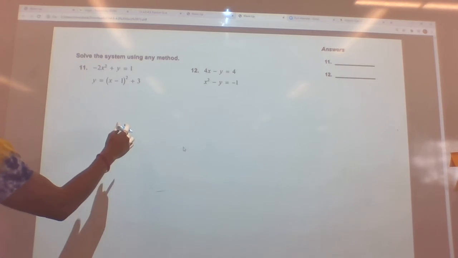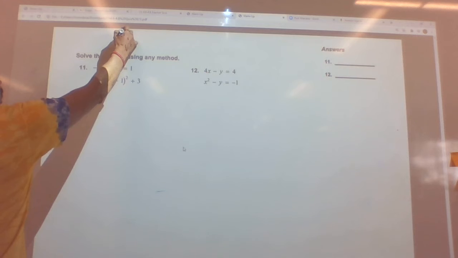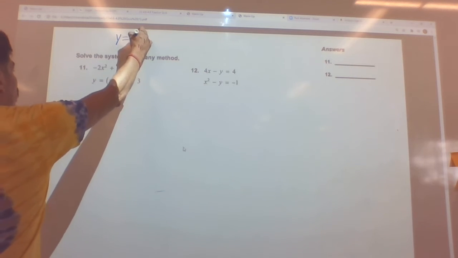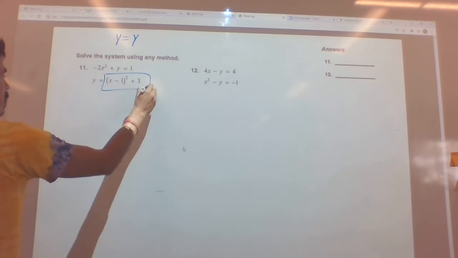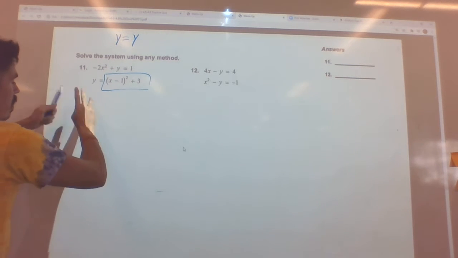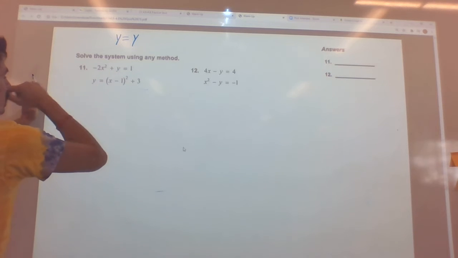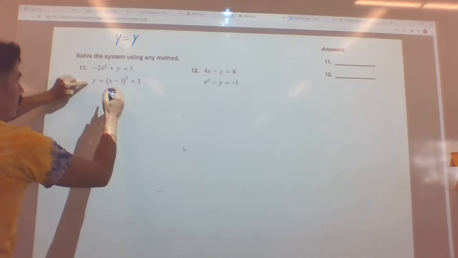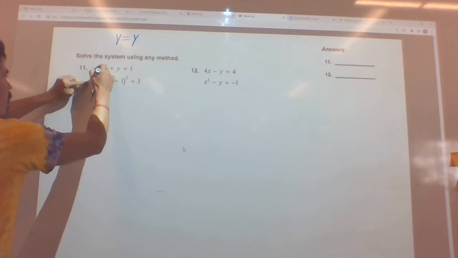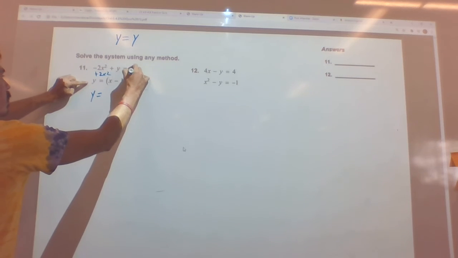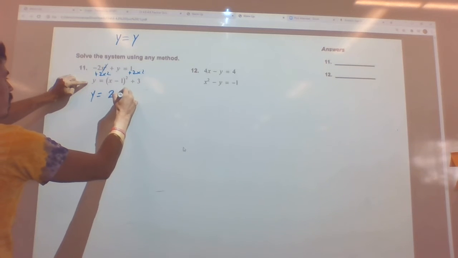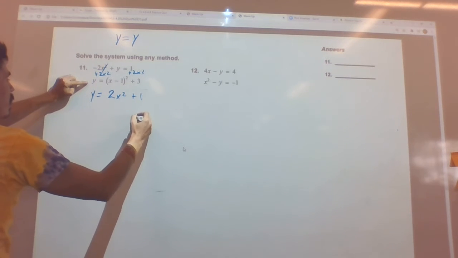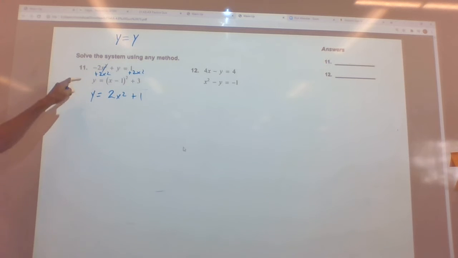Number 11, we're going to solve by substitution, meaning that I'm going to set y equal to y, which means I need to set y. This is already set, right? So you already have y equals on one side. This equation is not though, so we have to set it in a different way. We're going to say y equals, I'm going to add 2x squared to both sides. These cancel, and so you get left with 2x squared plus 1. So we have two equations, equation 1 and 2.